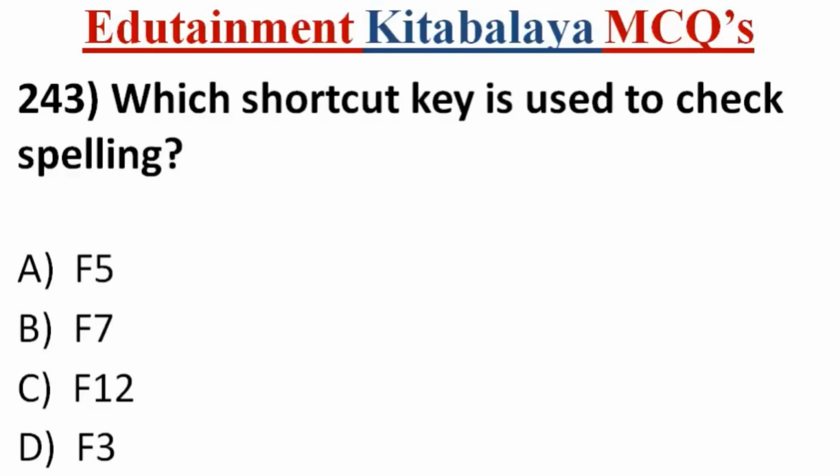Question number 243. Which shortcut key is used to check spelling? A. F5. B. F7. C. F12. D. F3. Correct answer is B. F7.